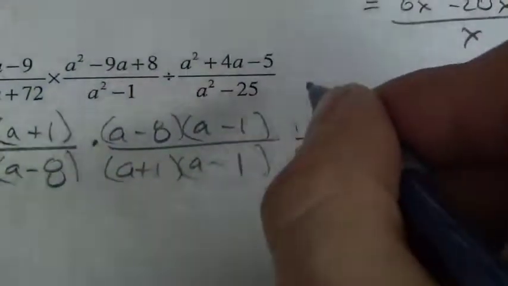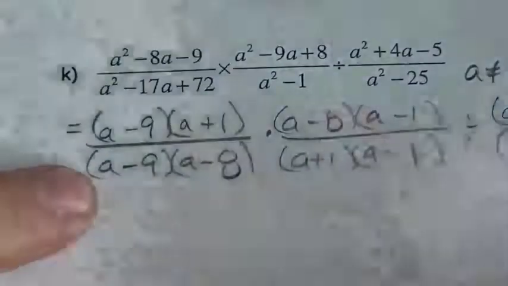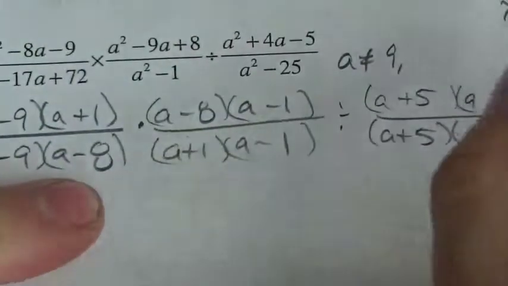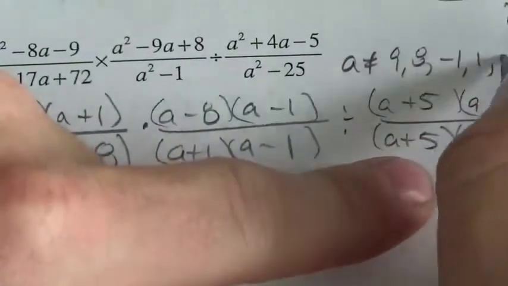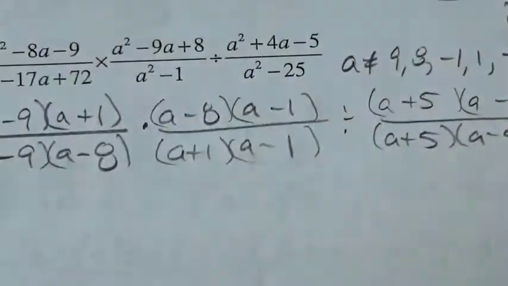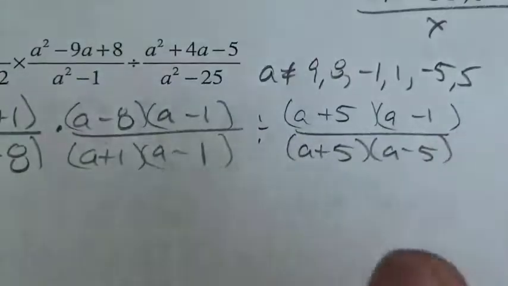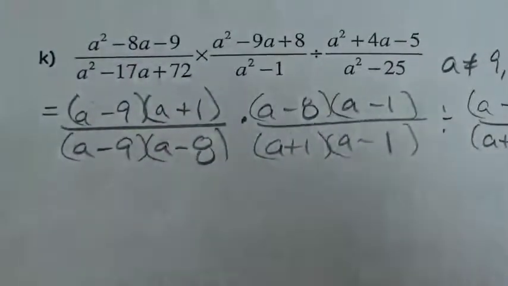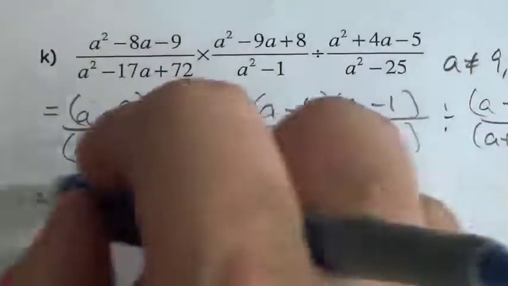All right, so let's just sneak up here and say what a can't be. Well, a can't be 9. Can't be 8. Can't be negative 1. Can't be positive 1. Can't be negative 5. Can't be positive 5. So we've got a whole bunch of restrictions there. Now, I am going to flip this. So I'm going to have a minus, well, okay.